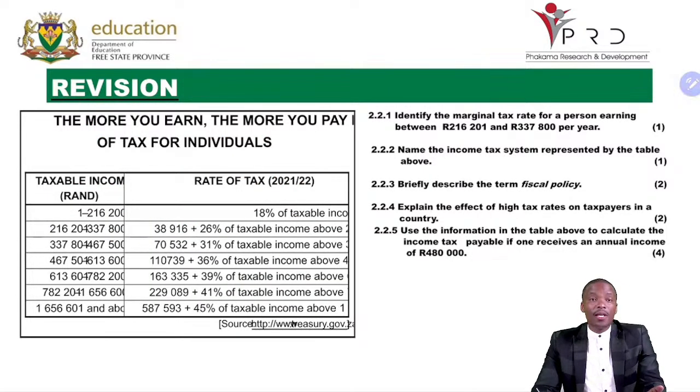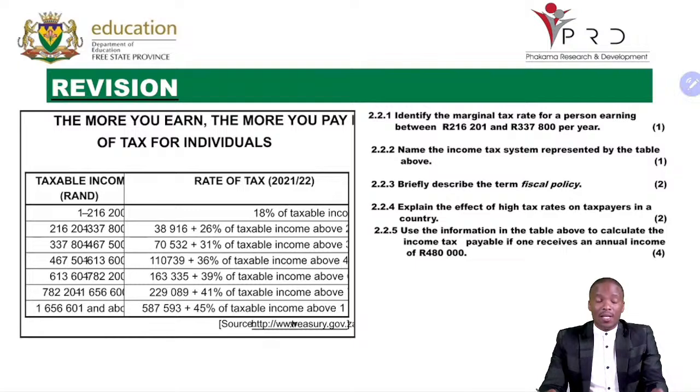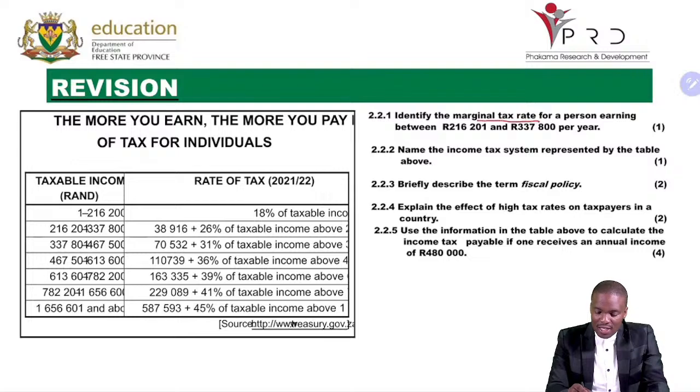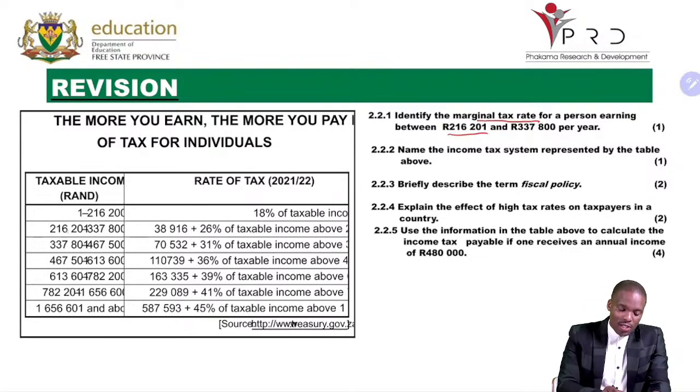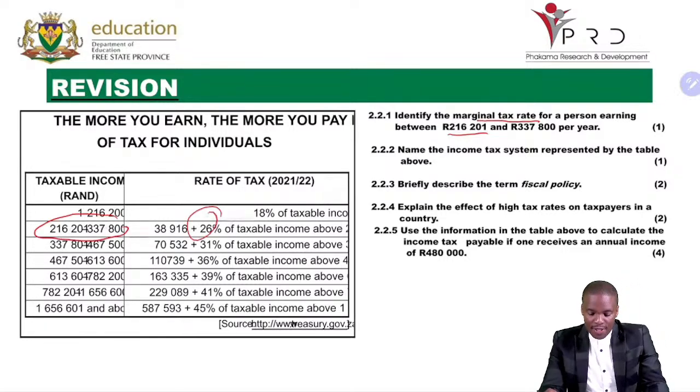Okay. Then here we are looking at the issue of the tax brackets and the progressive tax system, of which it is very important for us to always analyze our tax brackets here, grade 12, where we are saying identify the marginal tax rate for someone who earns 216. Then we can see 216 is somewhere there. So the marginal tax rate is 26%.